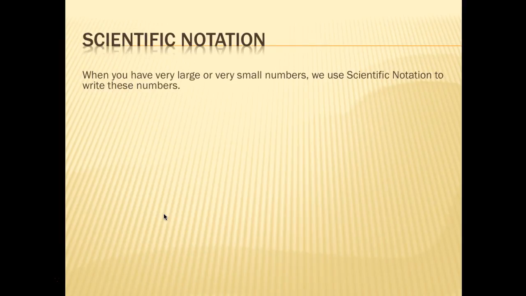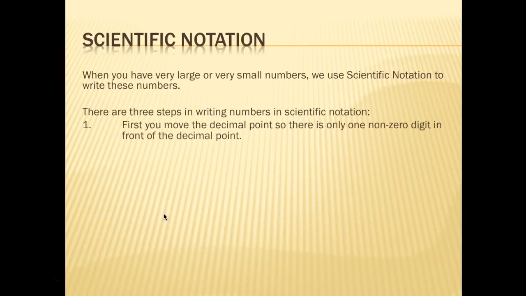Next, scientific notation. When you have very, very large or very, very small numbers, we use scientific notation to write these numbers. And there are 3 steps we use in order to convert numbers into scientific notation. Step 1, first make sure you move the decimal point so that there is only one non-zero digit in front of the decimal point. Step 2, make sure you actually place times 10. And third, place an exponent on the base of 10.